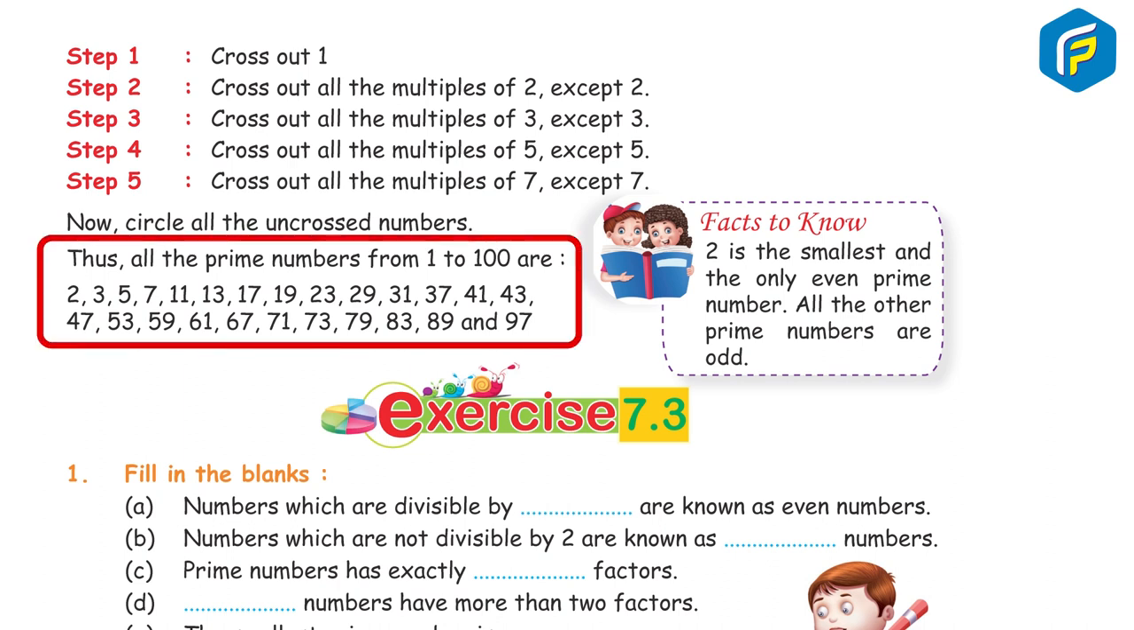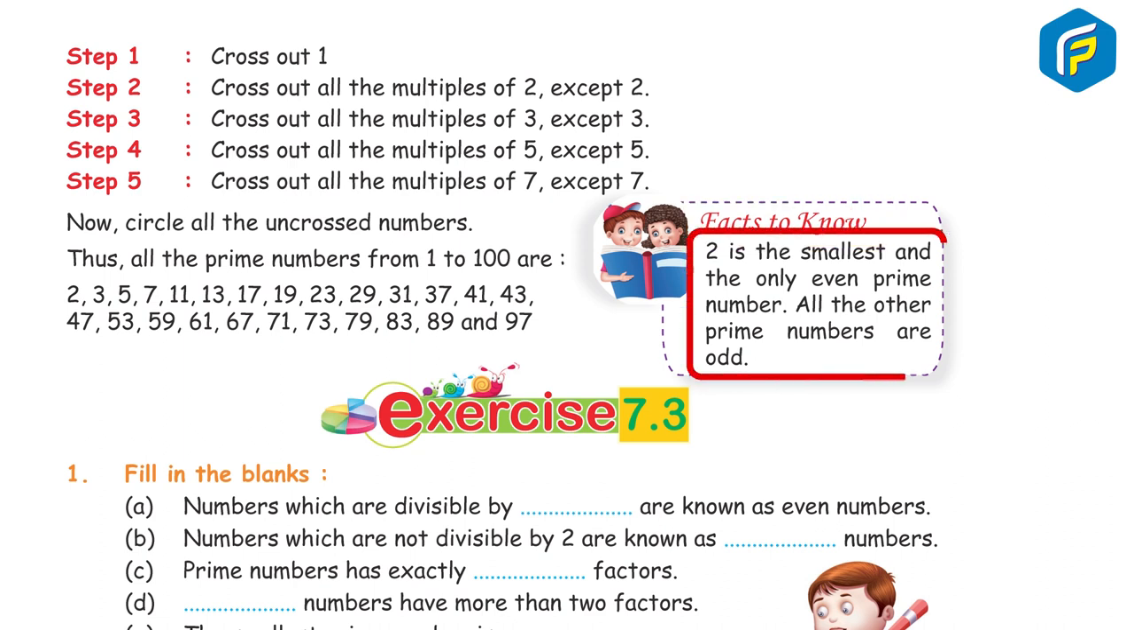Thus, all the prime numbers from 1 to 100 are 2, 3, 5, 7, 11, 13, 17, 19, 23, 29, 31, 37, 41, 43, 47, 53, 59, 61, 67, 71, 73, 79, 83, 89, and 97. Facts to know: 2 is the smallest and the only even prime number. All the other prime numbers are odd.